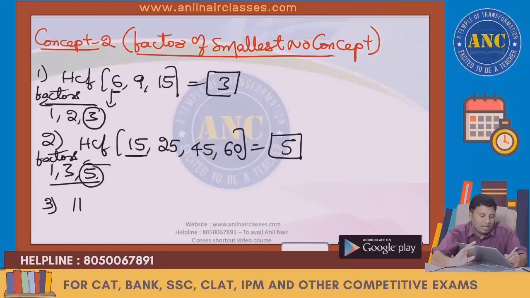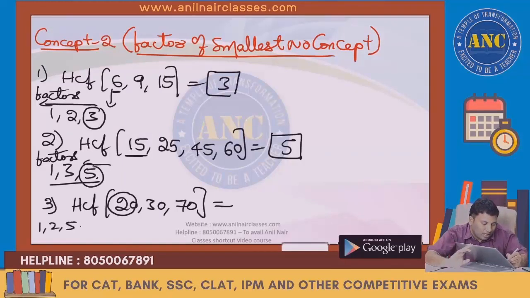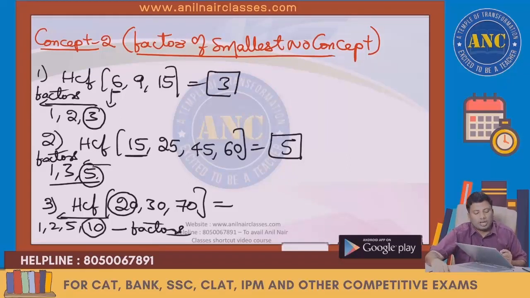Next one. HCF of 20, 30, 70. Take the smallest number. Does 20 divide 30? No. Write down the factors of 20: 1, 2, 5, 10. Come from highest to lowest. 10. Write 10. 10 2s are 20, 10 3s are 30, 10 7s are 70.